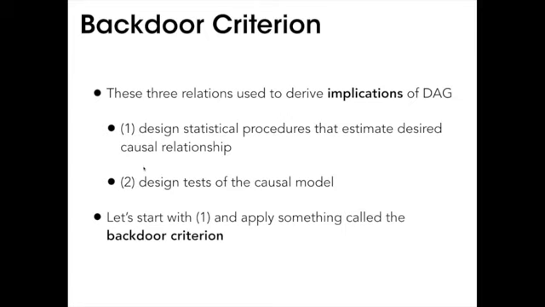So here's the flowchart version of it in 2 steps. First, you design what the implications are for. You can get statistical procedures that, assuming the DAG is true, will give you the desired estimate, the causal estimate you want. And then the second thing that we're not going to do today is you can use the same criteria learned from these triadic relationships to design tests of the causal models.